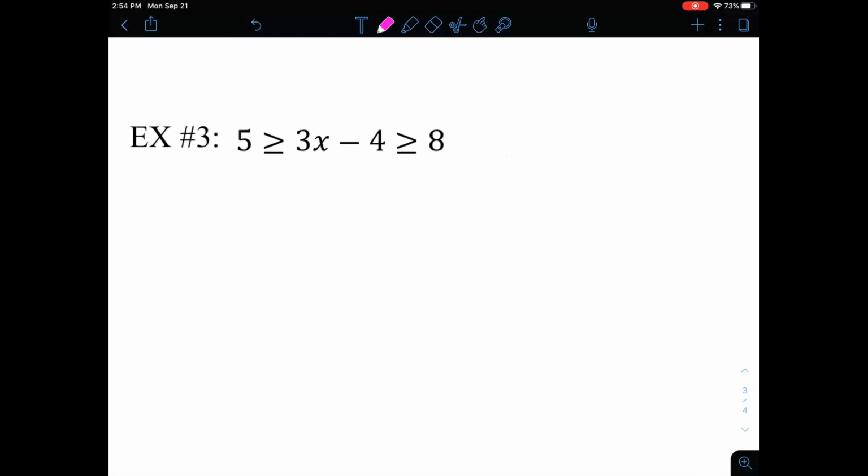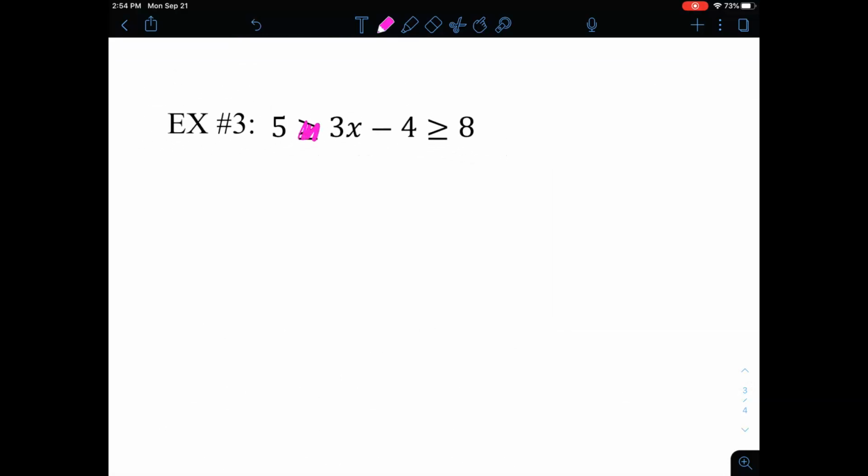All right, welcome back. We actually have to fix this problem. This needs to be less than or equal to, and less than or equal to right here for both of these. Sorry about that if you already tried the problem, but it's just going to change it a little bit. So we have 5 is less than or equal to 3x minus 4, which is less than or equal to 8.